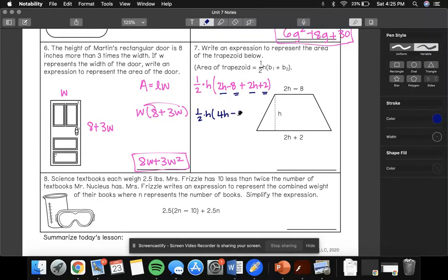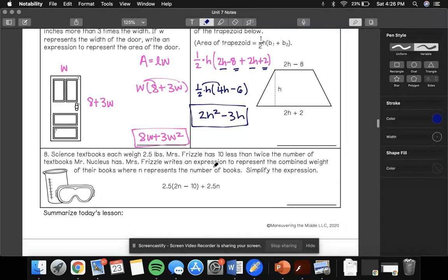4h's and -6. Okay. Now I'm going to distribute half an h to 4h's. So half of 4 is 2. And then h times h is h squared. And then half of 6 is -3. Then I also have to multiply that h. So that would be the area of the trapezoid, 2h squared minus 3h.